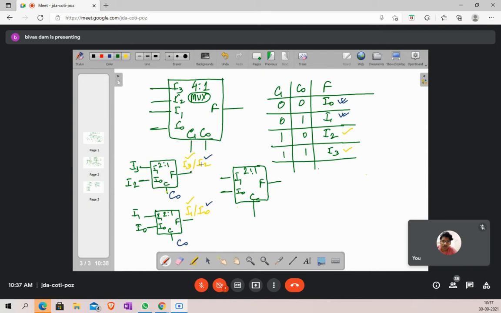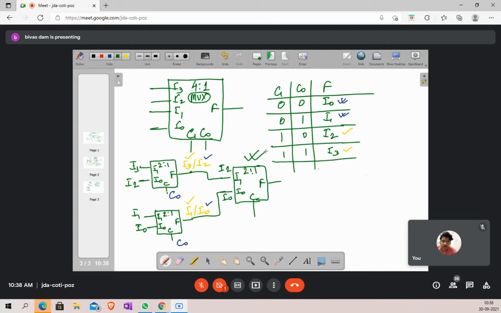So this I3 or I2, what do you want to connect it to, I1 or I0? I1. And then I connect this. Now that means depending on the value of C0, if C0 is equal to 0, I have here I2 and here I have I0. So the task of this particular multiplexer is to select between I2 and I0.